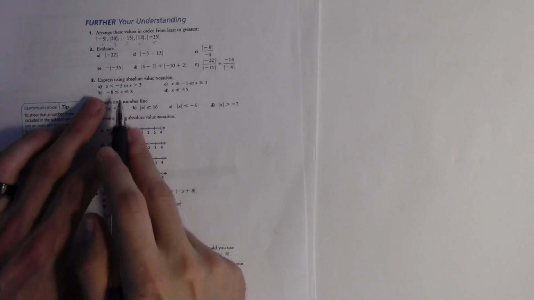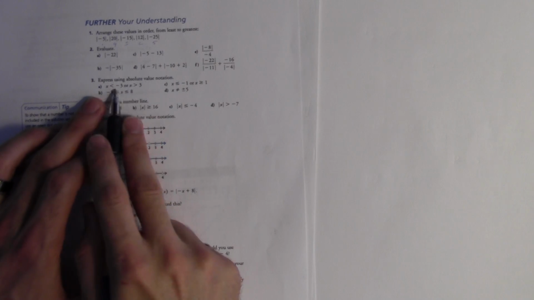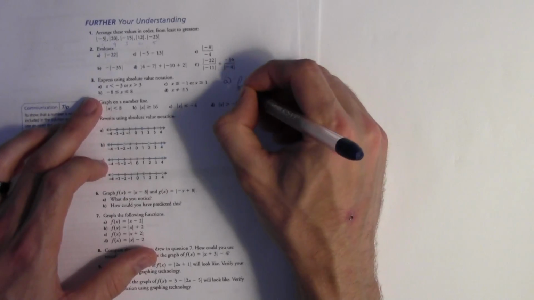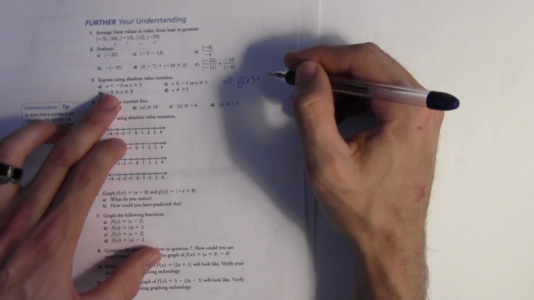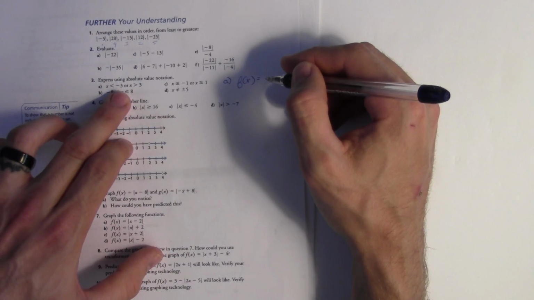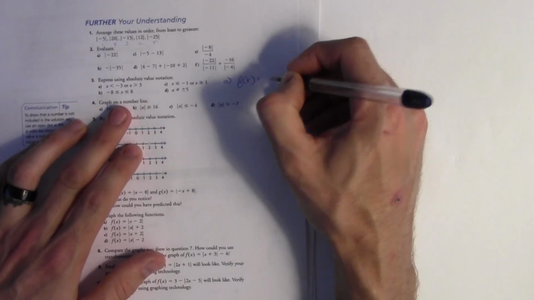Number 3, express using absolute value notation. All right, so this one's a little different here. We need to express this as a function of an absolute value. So I'm going to write it here, 3a. It's less than negative 3, greater than 3.